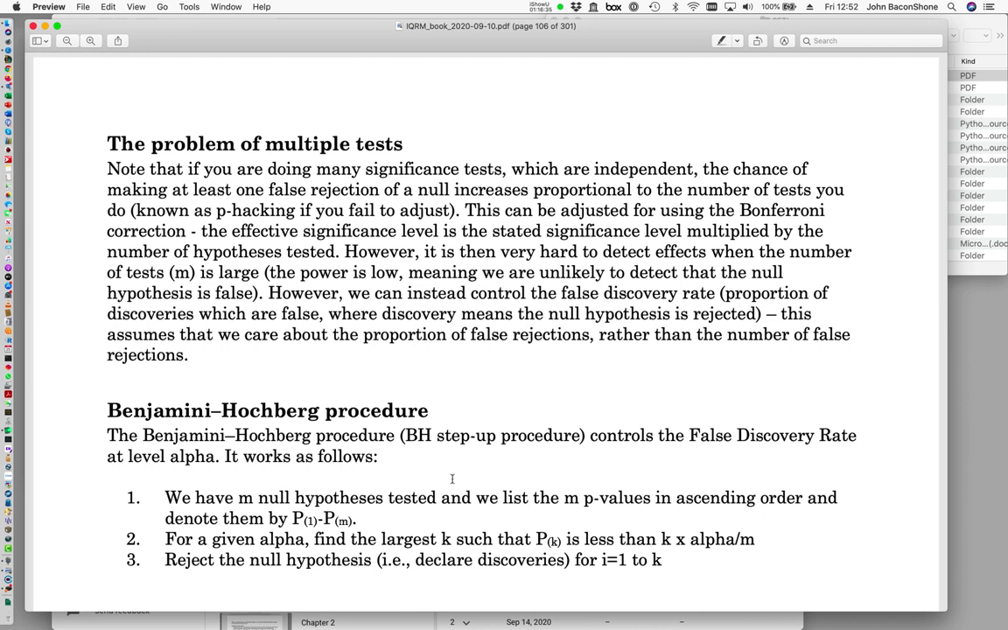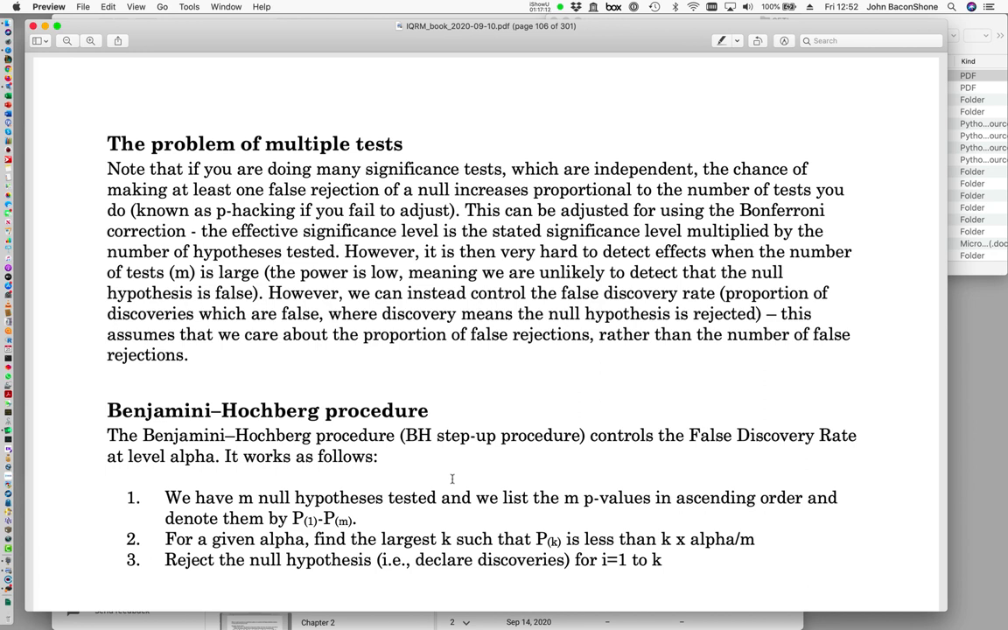Right? But what if instead we are concerned about the discovery rate, what we call the false discovery rate, meaning the proportion of discoveries which are false, where discovery means we reject the null hypothesis. So in this case, we care about the proportion of false rejections rather than the number of false rejections. So this would be the sort of situation such as doing genetic testing. So there is an alternative approach to Bonferroni called the Benjamini Hochberg procedure.